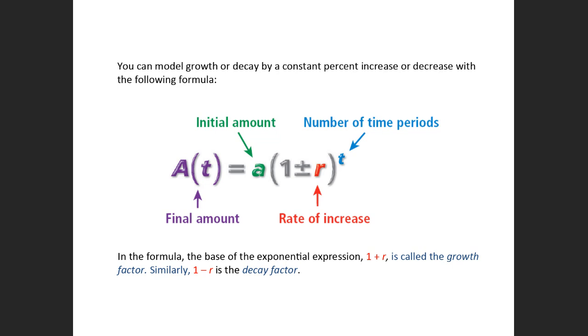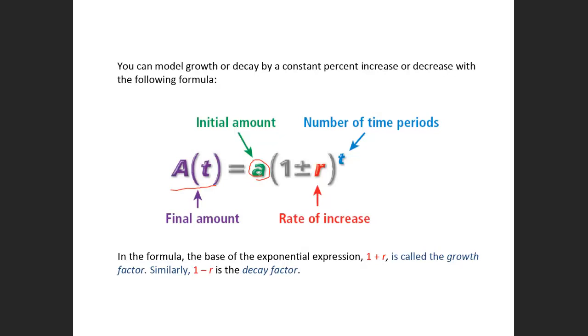So let's go through this. This is the final amount that you have. If the initial amount is this, and then you do 1 plus the rate if it's an exponential growth, and 1 minus the rate if it's an exponential decay, and then to the t power. So it's a fairly simple formula.